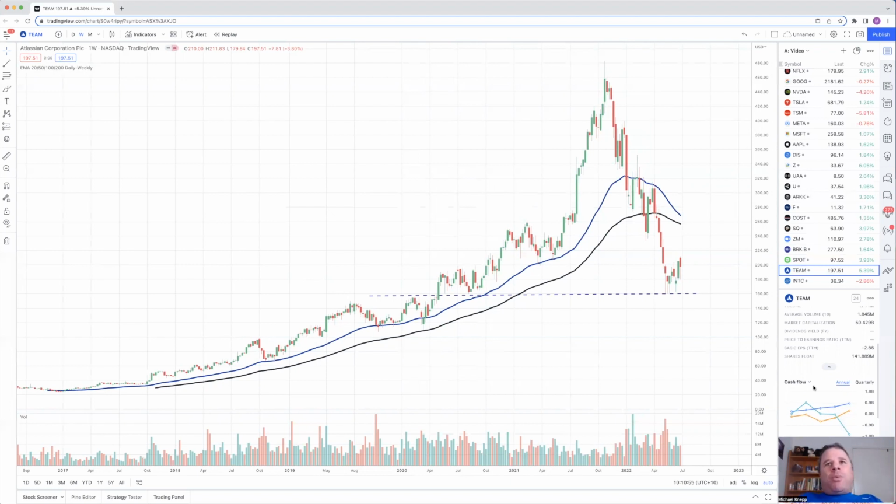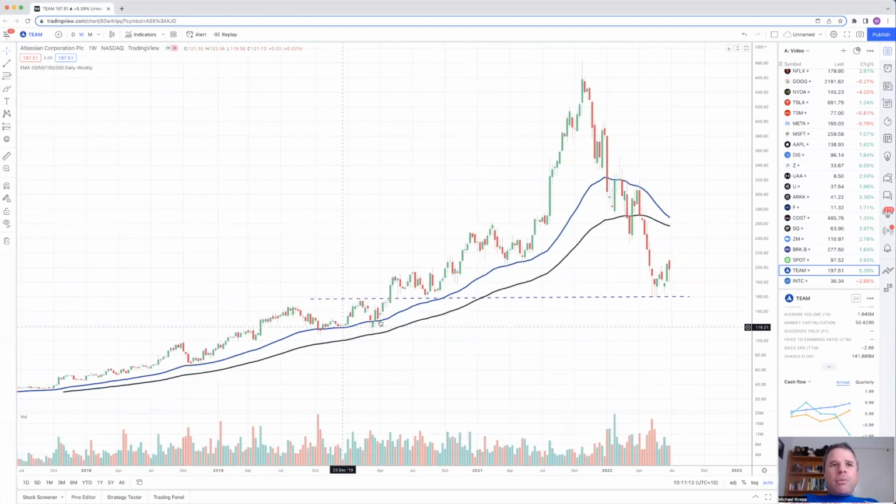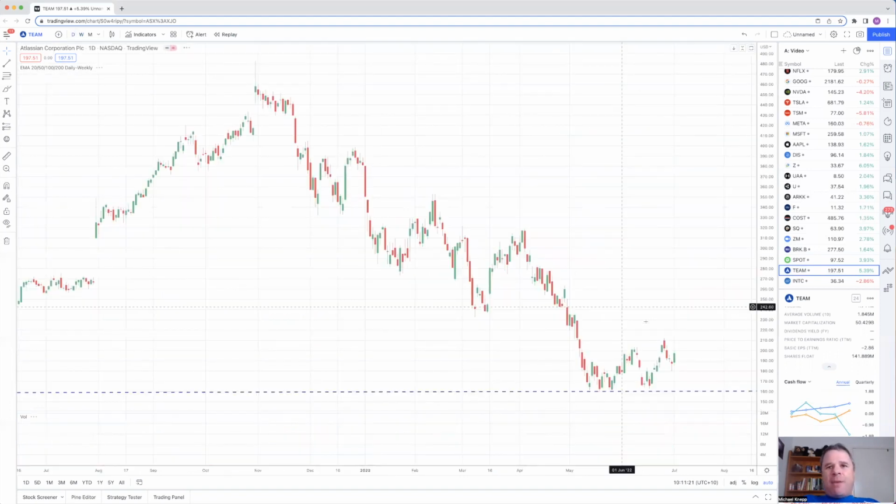Anyway, the reason I want to look at Atlassian, apart from it being an Australian company, and most of the focus in this video is American companies, is the share price has reached, in the past month or so, actually 2 months or so, a really strong support level at $160. And that support level was developed back in 2020 and 2019.